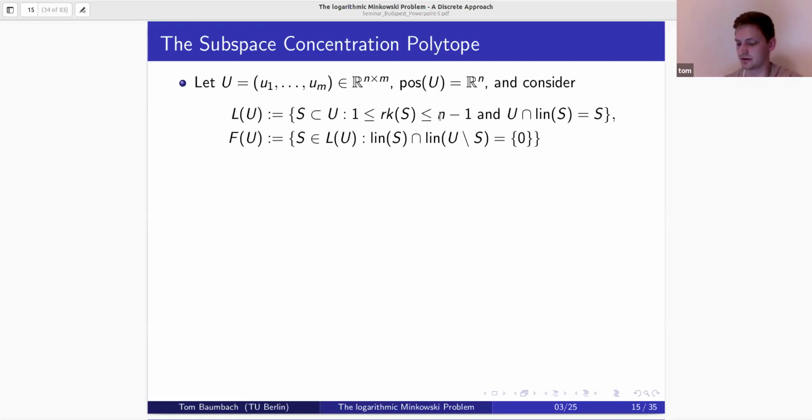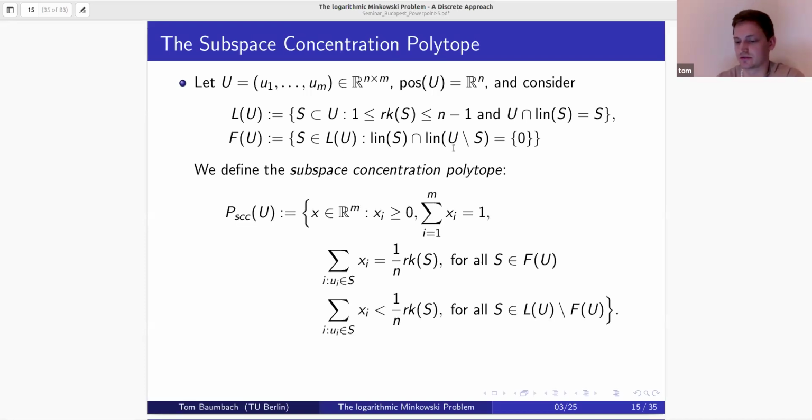And now remember, in the equality case, we had the decomposition of the polytope, and in order to write that down, we consider all sets S contained in L(U), such that the linear span of S intersected with the linear span of the complement of S is trivial. In other words, the linear span of S and the linear span of U minus S form a direct sum of the whole space, and that should correspond to the decomposition.